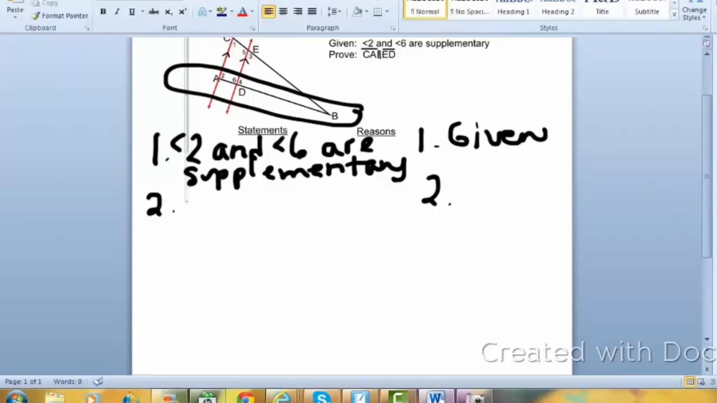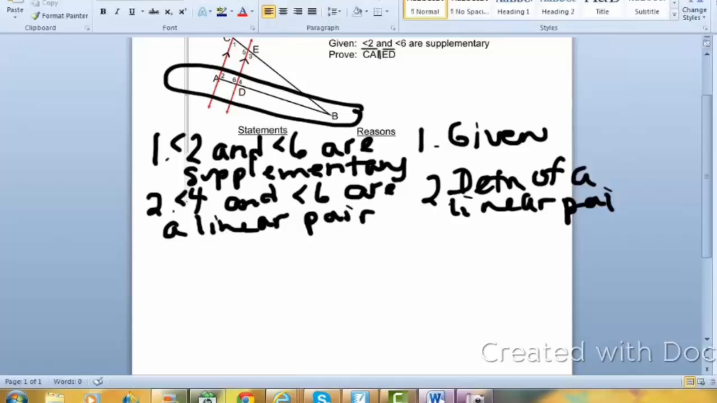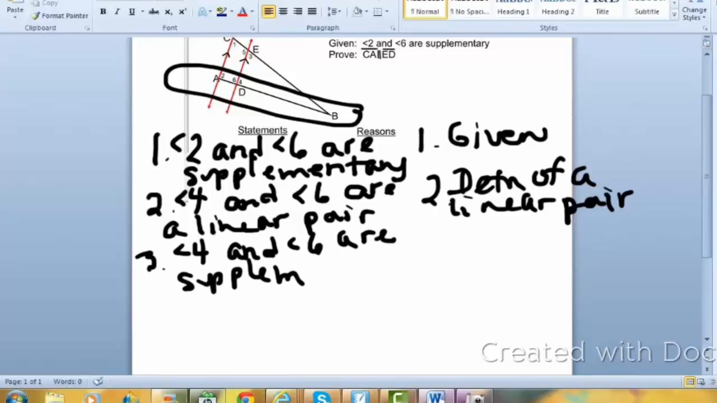Pick two other angles supplementary. That would be angle 4 and 6. So we'll first say they're a linear pair. Identify what they are. And that's definition of a linear pair. Then we can say we know that linear pairs are supplementary. Angle 4 and angle 6 are supplementary. And our reason is what we just said. Well, we know linear pairs are supplementary.